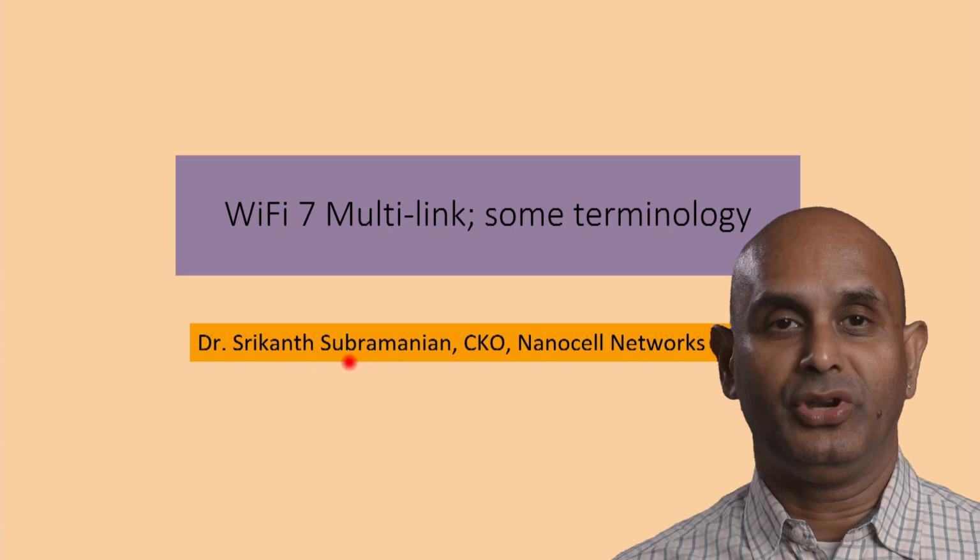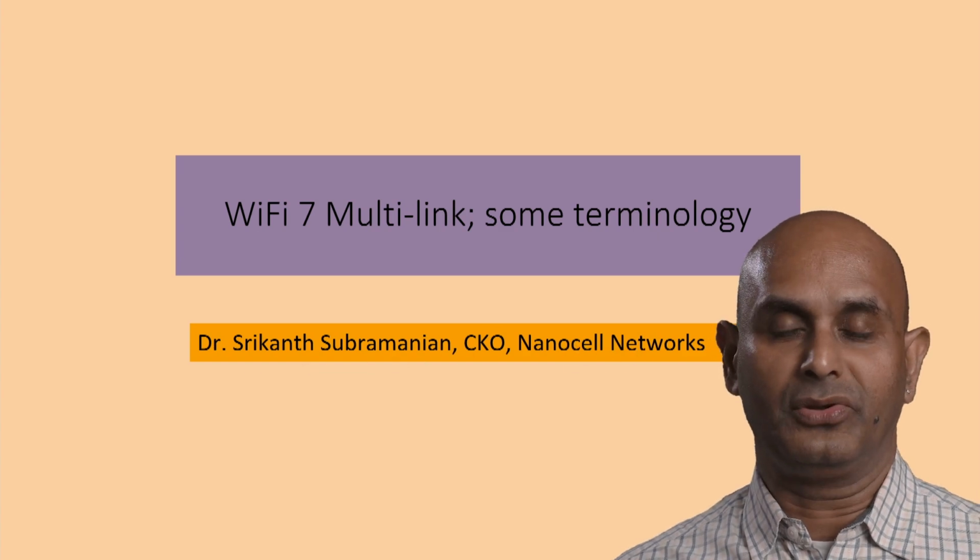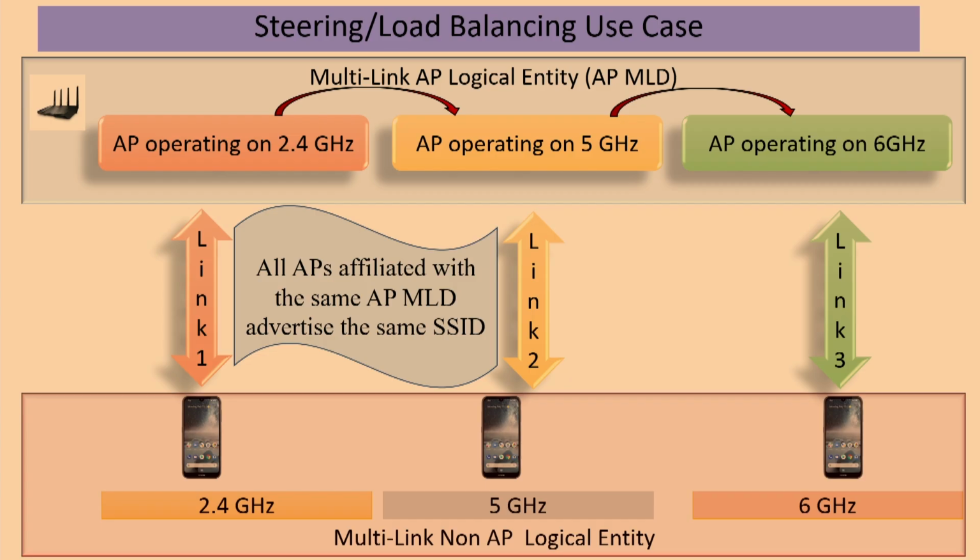My name is Srikanth and I'm with NanoCell Networks. Quick introduction to multi-link. By the way, multi-link is also going to be known as MLO. So that's the first terminology. If you hear MLO, then that's multi-link operations. Multi-link allows an AP and a client to interact on multiple links, either by steering or load balancing across those links, or aggregating.